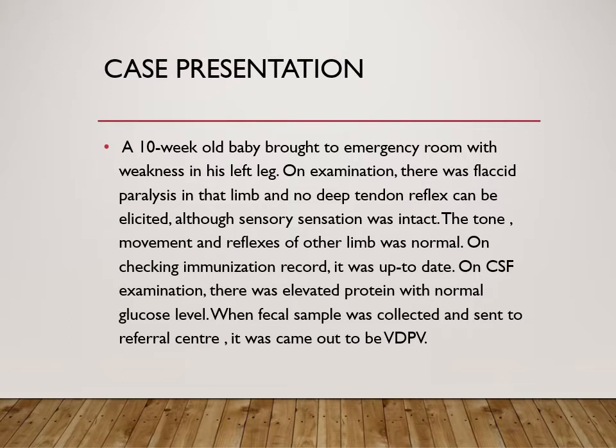On a series of examinations, elevated protein with normal glucose goes in favor of aseptic meningitis, because aseptic meningitis is caused by a virus and there is elevated protein but the glucose level is normal. When they sent the fecal sample, it came out to be a vaccine strain. That goes in favor of poliovirus, which presents with acute flaccid paralysis. There can be an asymmetric presentation between the limbs, where one limb is affected and one is not, and the paralysis is also in a descending fashion.